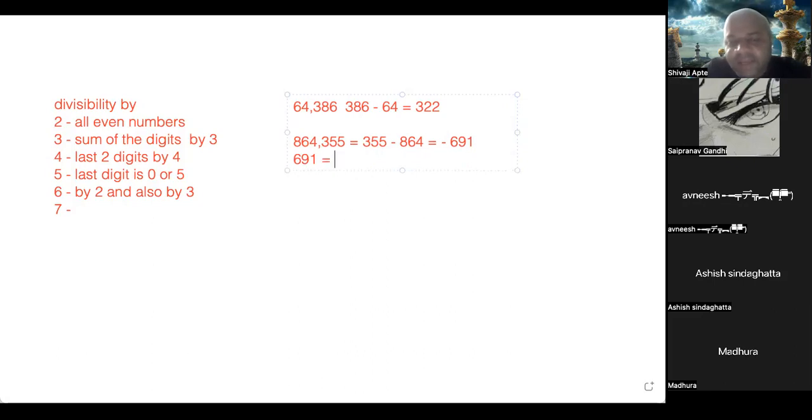So 7 into 9 is 63. Then what remains is 6. 6 and 1 is 61, right? So again, 61 is not divisible. So I don't think 864,355 is divisible. Let me check. 864,355 divided by 7.